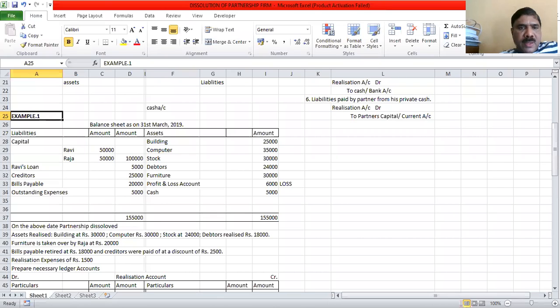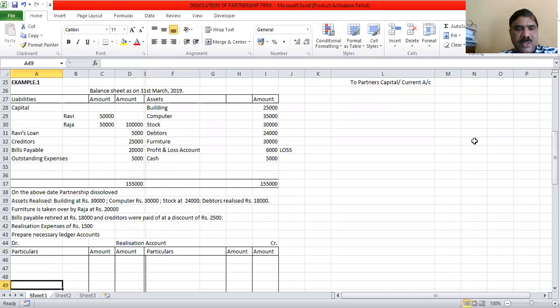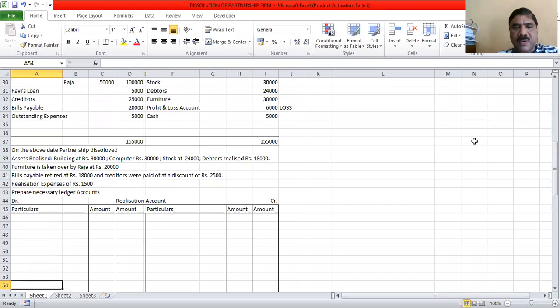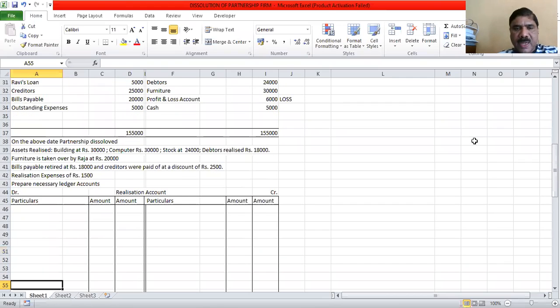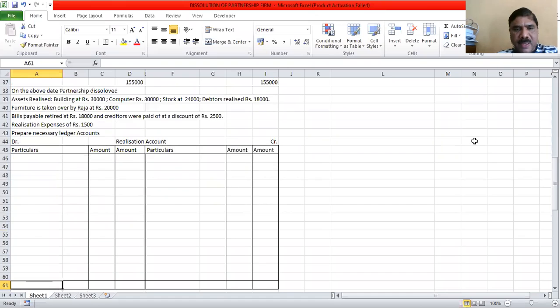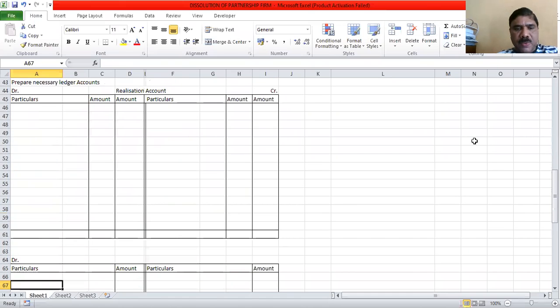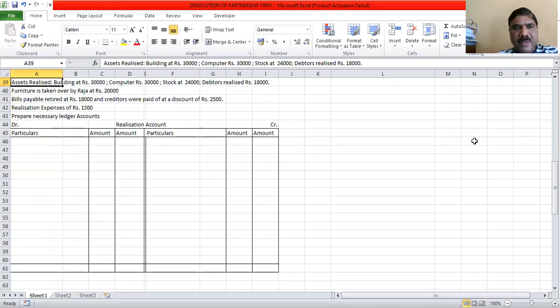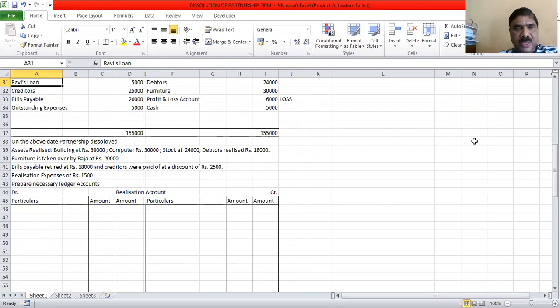So how do you solve these examples? First of all, what are the necessary ledger accounts you have to prepare? Usually the realization account is the first account, to realize the assets and pay off the liabilities. The second account we have to see is whether there is a partner's loan in the balance sheet.